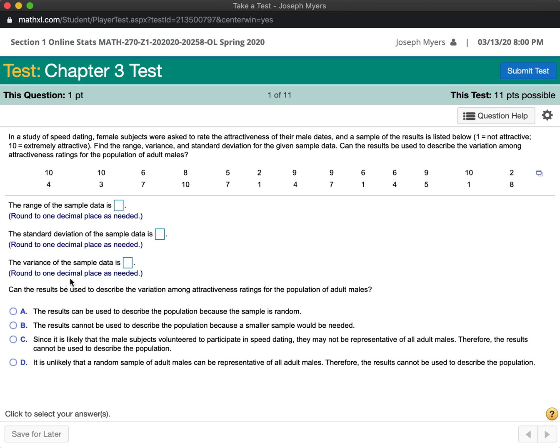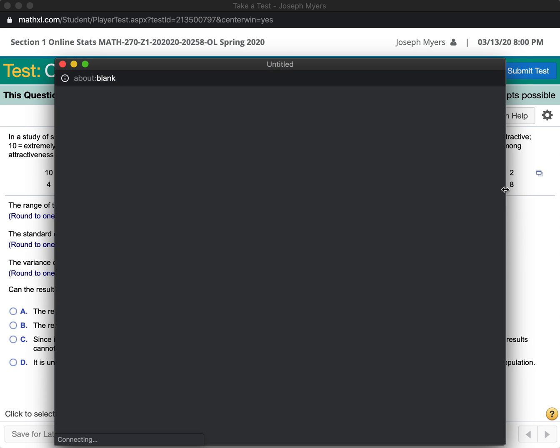So the first question asks us to find the range of some sample data. And the range is simply the highest number minus the smallest number. However, there is an easy and accurate way to do this without having to use a calculator. You can click on the data icon in the right corner and then choose Open in StatCrunch.